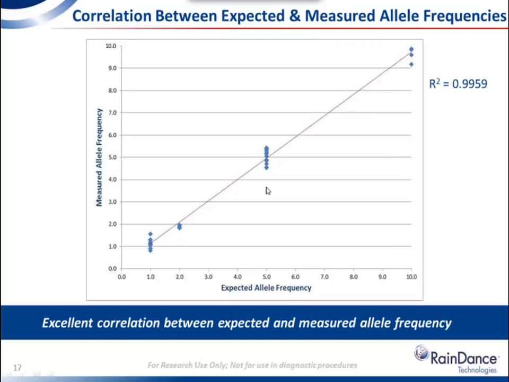If you look at the correlation coefficient between the measured and the expected, the R-squared is really good. It's 0.9959, and you can also see the distribution is very tight at all these percentages. So in addition to this data on allele frequency detection, I'll be showing data in upcoming slides that demonstrates that the allele frequencies determined by the ThunderBolts Cancer Panel are not only consistent, but also correlate well with other orthogonal methods used to measure allele frequency.